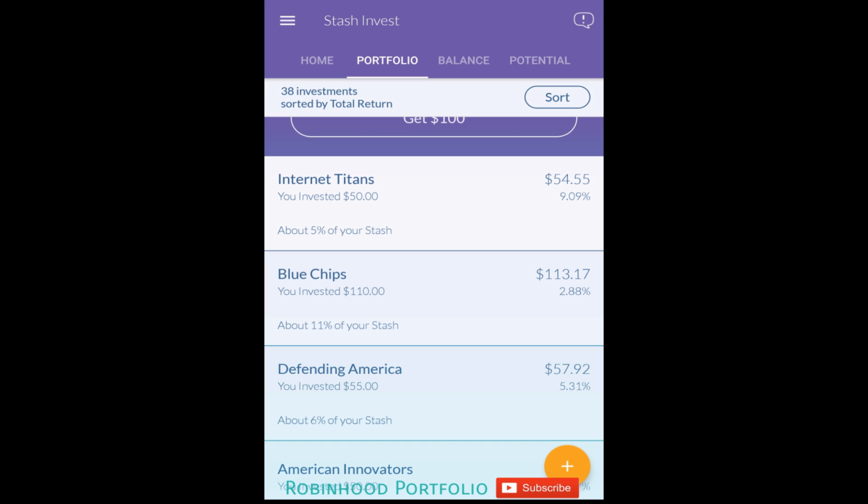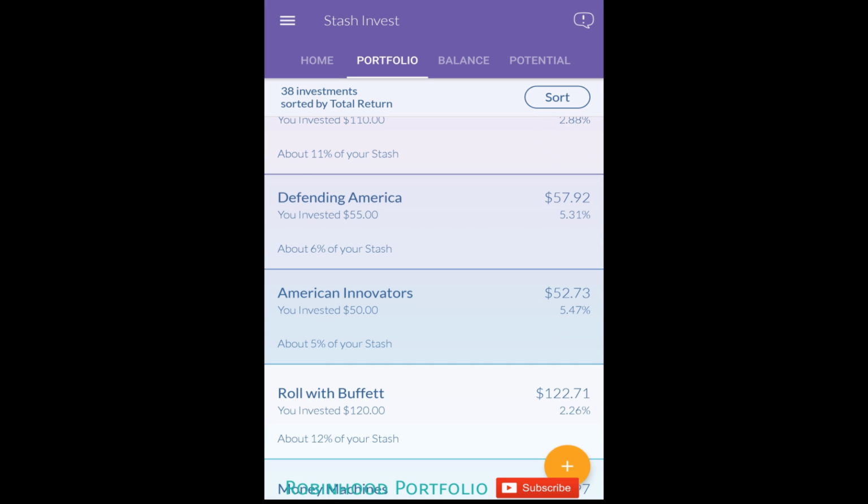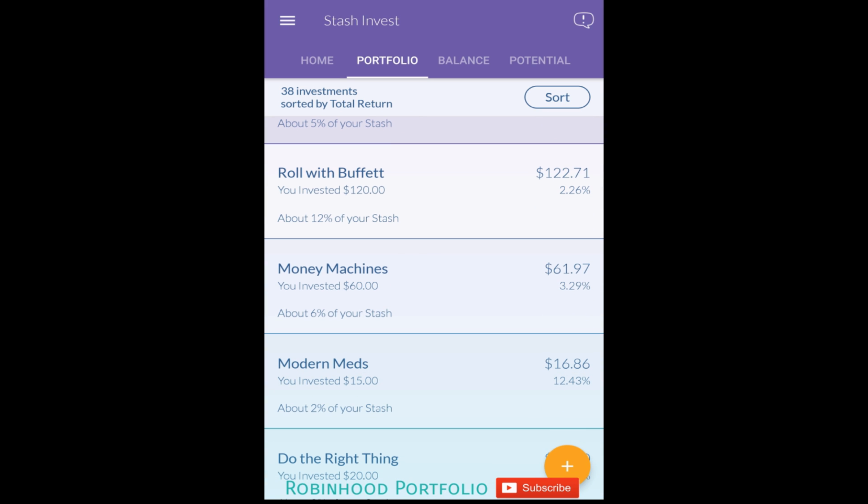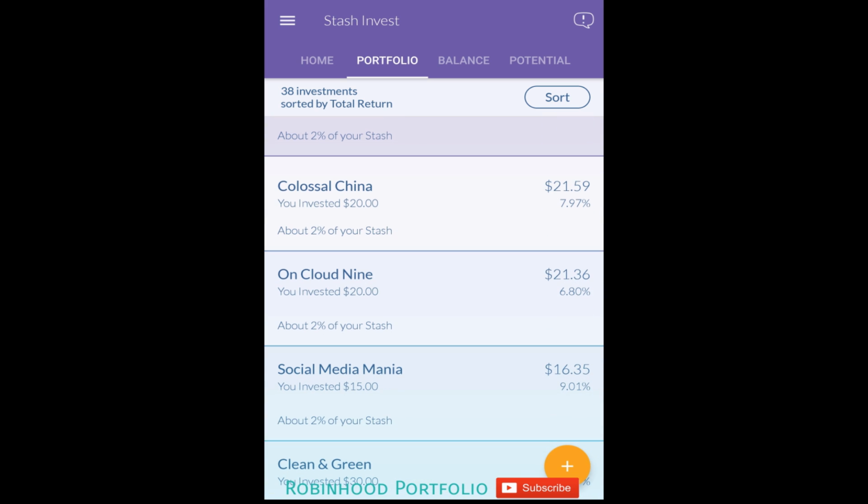The only drawback behind this application, as you can see on the top there, I have 38 investments sorted by total return. There's only 38 investments on this application. It's not like Robinhood where there's literally thousands of different options. For the most part, these are fairly okay investment options.